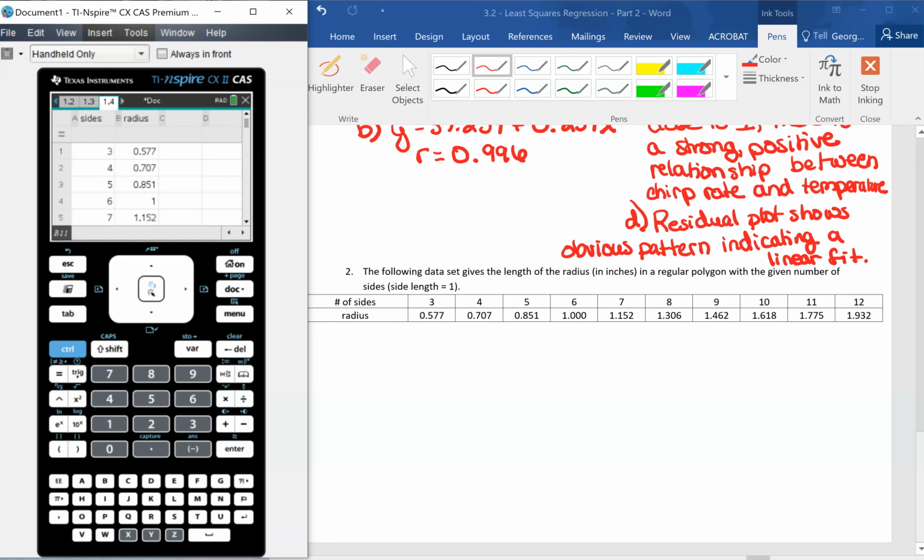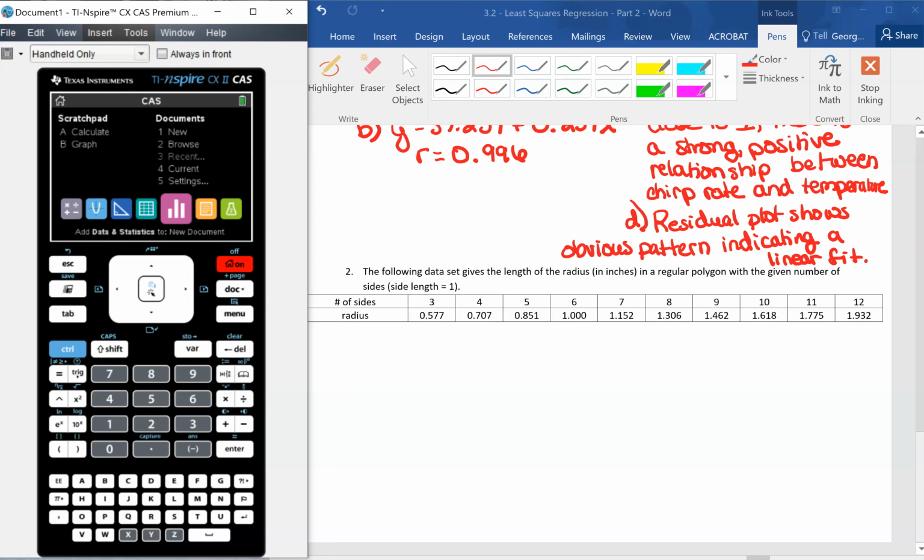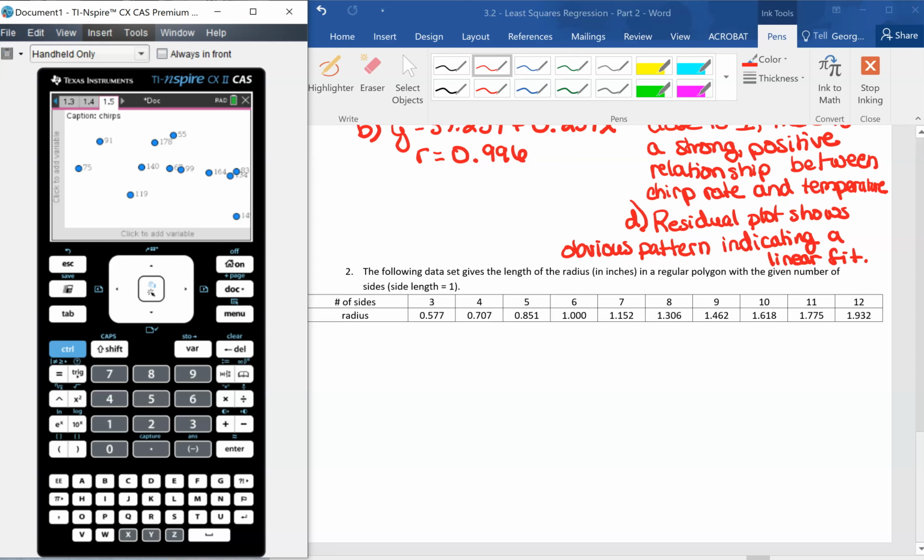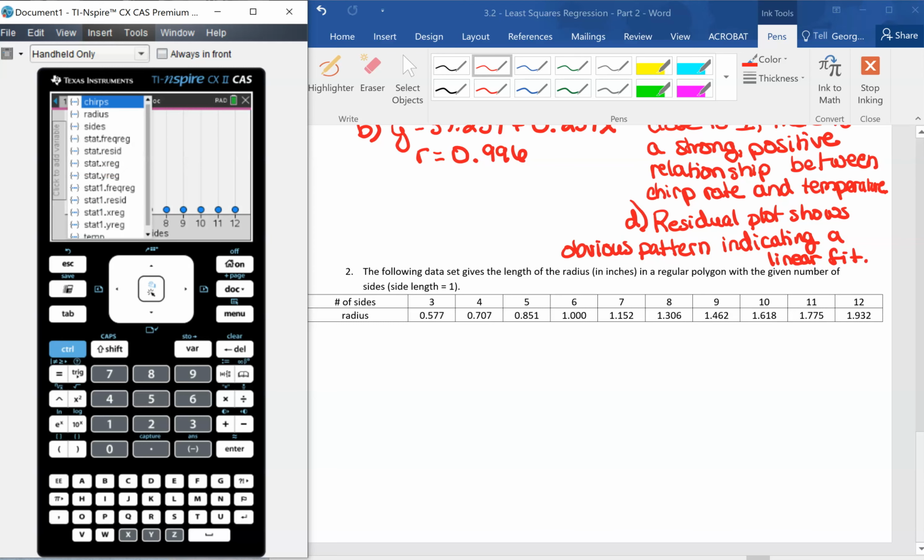First thing we want to do is look at that scatter plot. So we're going to tap the house, go to the graph, and now we need to adjust it. Our x-axis is number of sides, and this is where things get a little chaotic because all of those residual options are now in here. So that's why labeling your columns was so important. So we have sides on our x-axis. On the y-axis, we want radius.